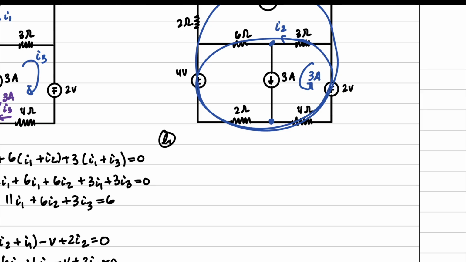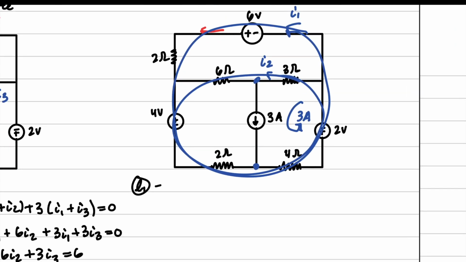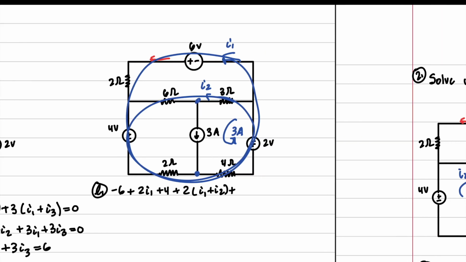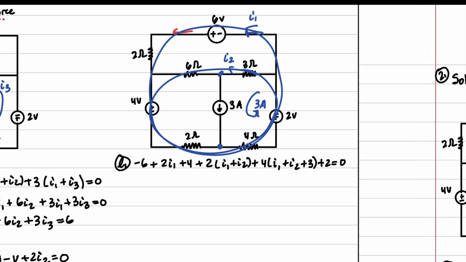L1. So we've got negative 6 plus 2i1, right? Plus 4 plus 2. And now what is in this guy? Well, we've got I1 and we've got I2 in it, because I2 is going this direction. And we've got 4. Now this one, be very careful with this one. We have not just 1, not just 2, we have 3 currents in it. We have I1, I2, and 3 amps. Plus 2 equals 0.